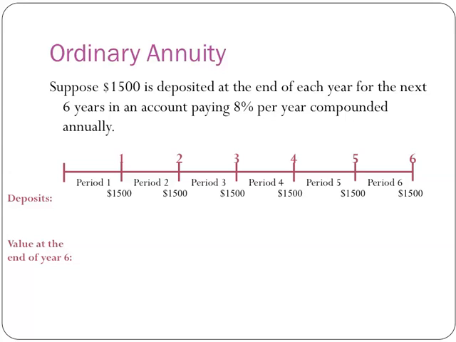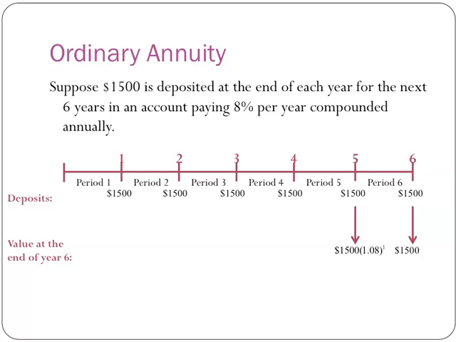Then what is the value at the end of year 6? Well, at the end of year 6, we deposited that $1,500, and nothing has happened with it because we just deposited it. So we have that $1,500. Now what about the year before? The $1,500 that we deposited at the end of year 5 has had 1 year where the interest was compounded at 8%. So this is going to be 1,500 times 1.08 to the first power.